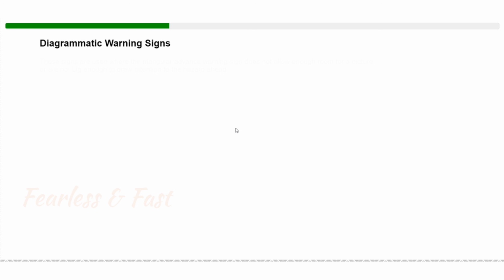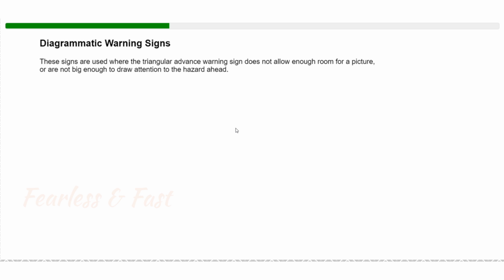Diagrammatic warning signs. These signs are used where the triangular advance warning sign does not allow enough room for a picture, or are not big enough to draw attention to the hazard ahead. They are usually on high-speed roads and fall into the following general categories.